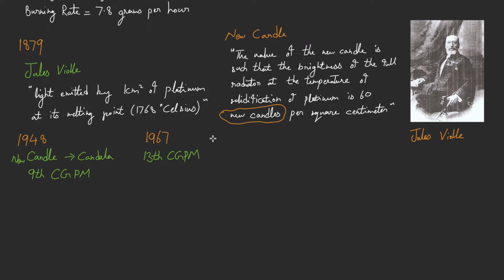So what was the definition then? The definition was: the candela is the luminous intensity in the perpendicular direction of a surface of 1 by 600,000 square meter of a black body at the temperature of freezing platinum under a pressure of 101,325 newtons per square meter.